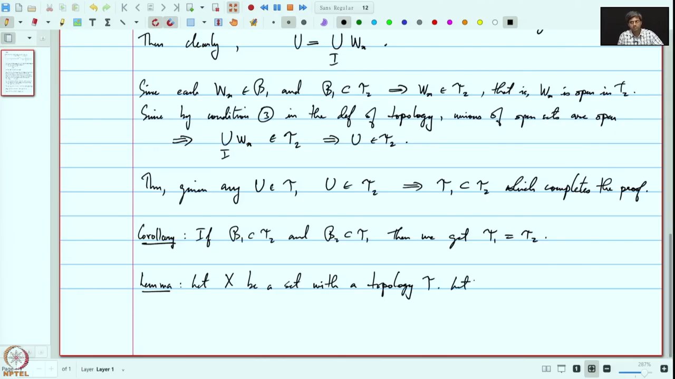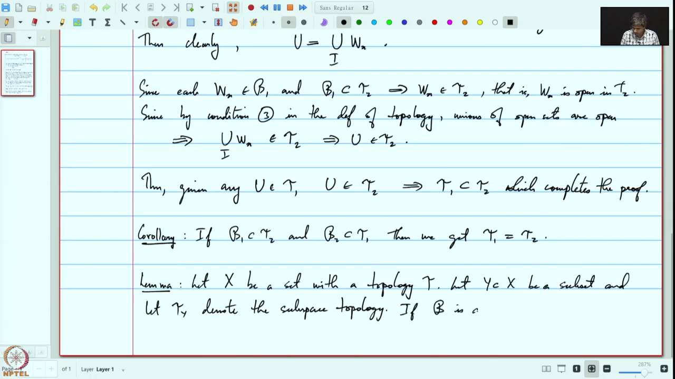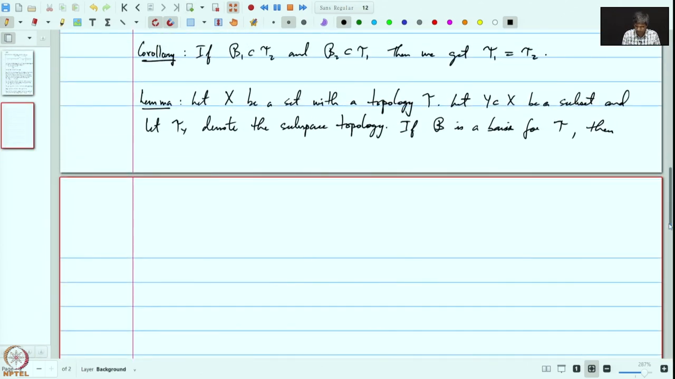Let Y contained in X be a subset, and let tau sub Y denote the subspace topology. So if B is a basis for tau, then there's an obvious candidate for a basis for Y. B sub Y, defined to be U intersection Y where U belongs to B, is a basis for tau sub Y. And the proof is left as an exercise.